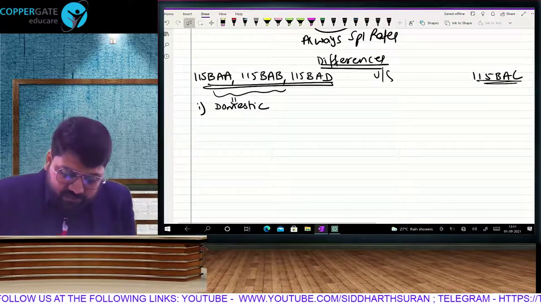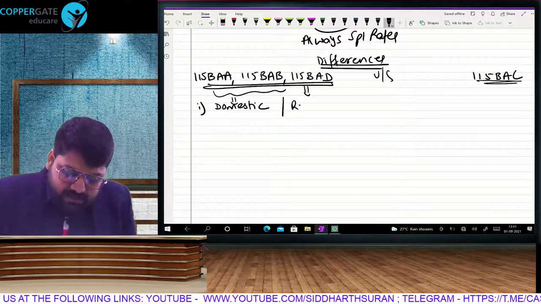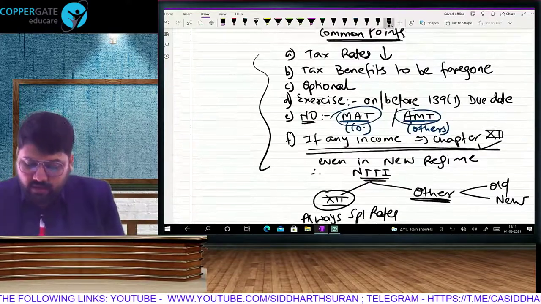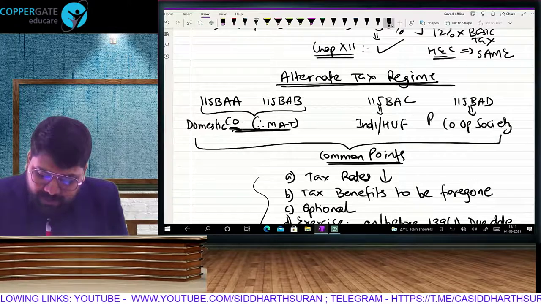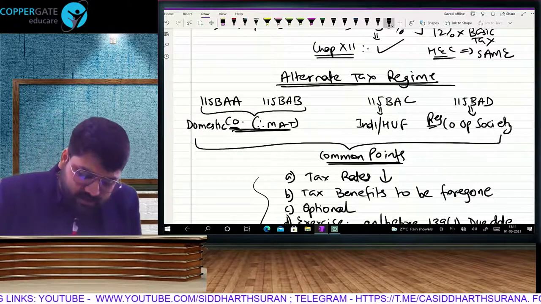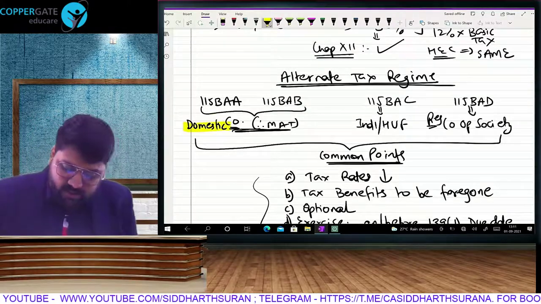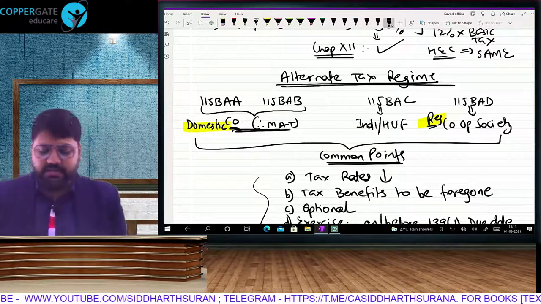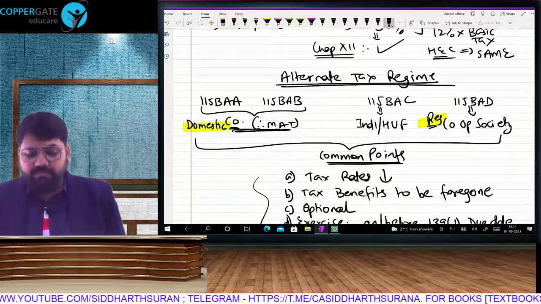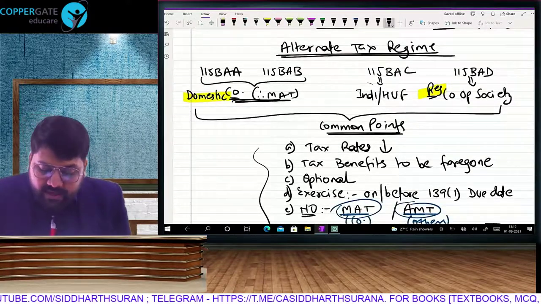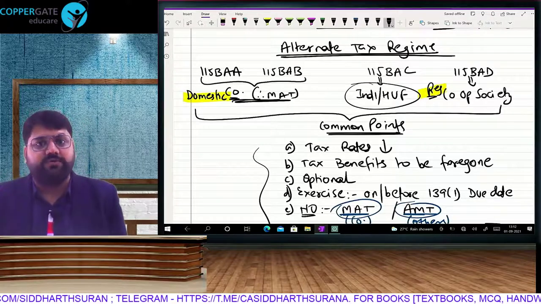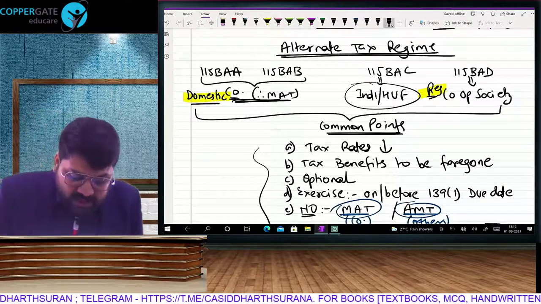Under 115BAD, it has been mentioned that this section is only for cooperative society. This is not cooperative society. This is resident cooperative society. It is mentioned domestic. It is mentioned resident. But under individual HUF, nothing is mentioned. They have only written individual HUF. Here they have mentioned domestic.